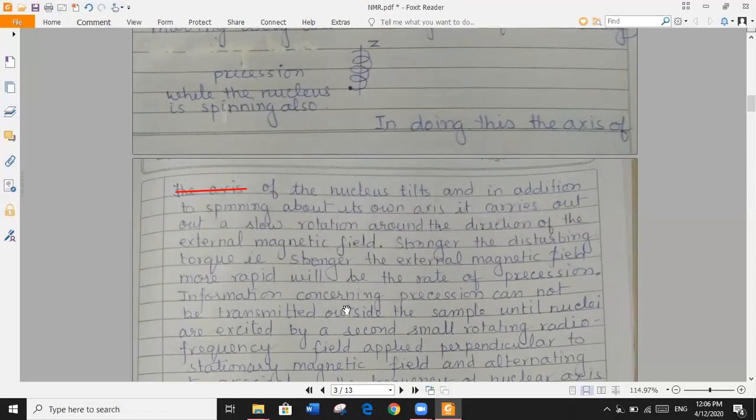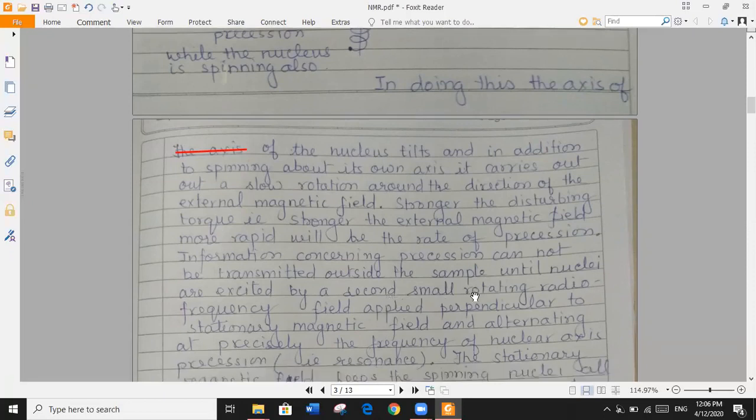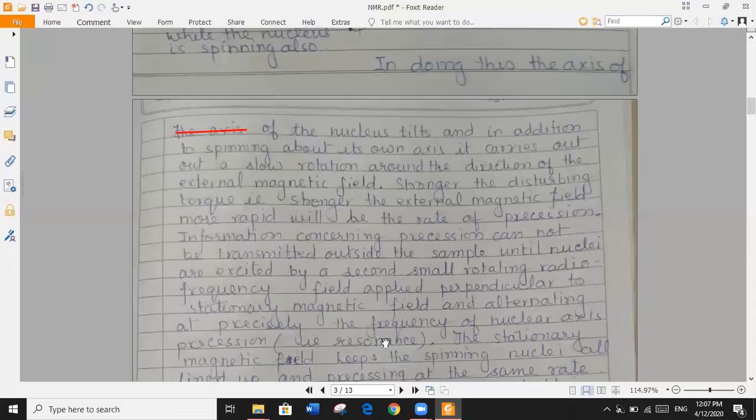Information concerning the precession cannot be transmitted outside the sample until the nuclei are excited by a second small rotating radio frequency field, applied perpendicular to the stationary magnetic field and alternating at precisely the frequency of the nuclear axis precession, that is, resonance.